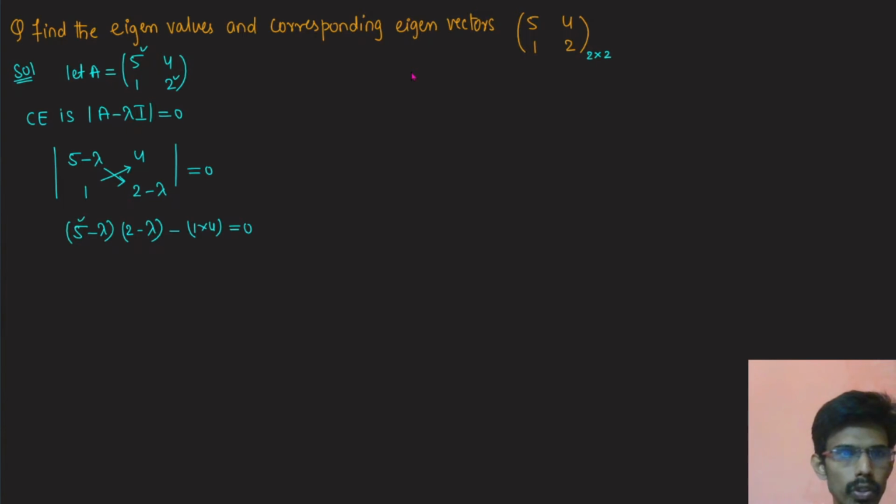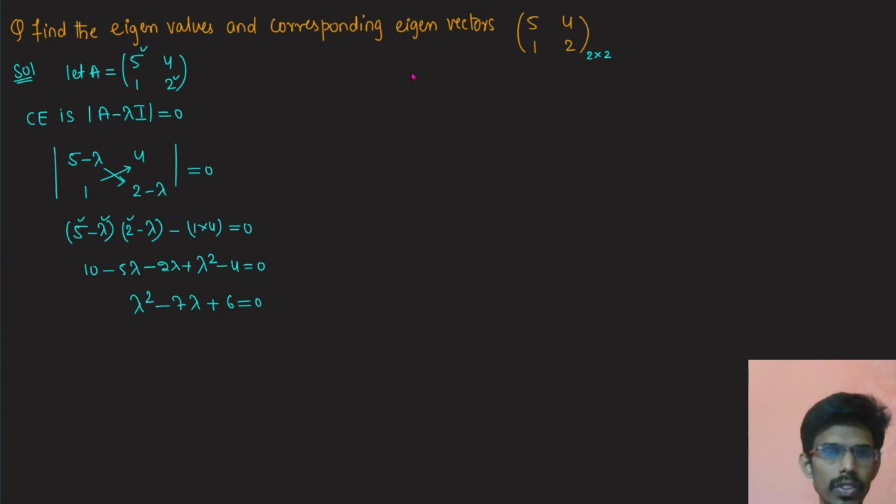Now multiply: 5 into 2 is 10, minus 5 lambda, minus lambda into 2 is 2 lambda, plus lambda square, minus 4 is equal to 0. Write down lambda square first, then the lambda terms, that is minus 7 lambda plus 6 is equal to 0.